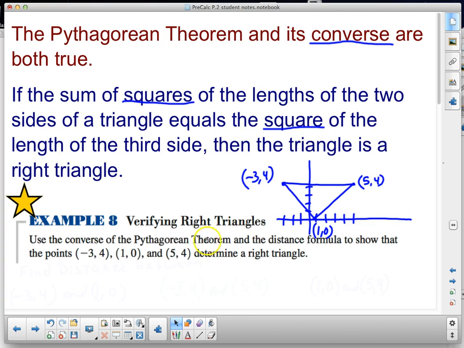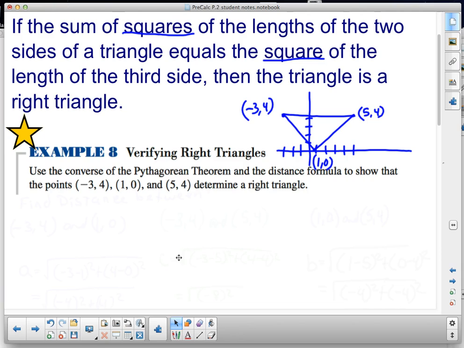So, verifying right triangles. Use the converse of the Pythagorean theorem and the distance formula to show that the points (-3, 4), (1, 0), and (5, 4) determine a right triangle. Well, the first thing I have to do is find these lengths. After I do that, I'm going to use these lengths in the Pythagorean theorem to see if this is truly a right triangle, because if 3 numbers work in the Pythagorean theorem, it is a right triangle. And if those 3 numbers are integers, they would be considered a Pythagorean triple.